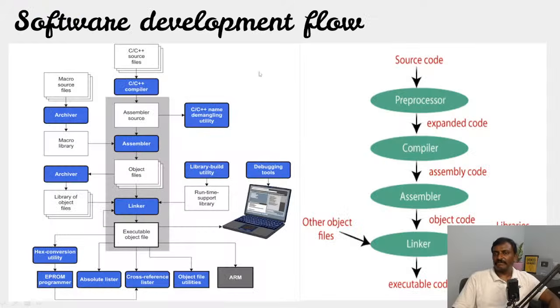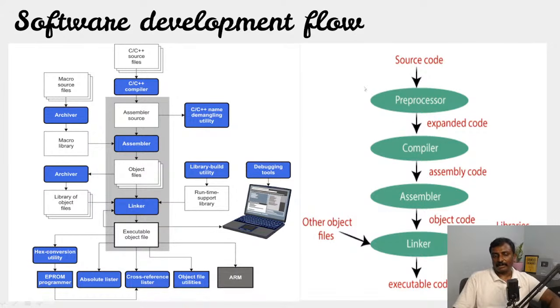So coming to the software development flow. You have the C++ file. You pass it to the compiler. The compiler will provide the assembler source. The assembler source you give to the assembler, and the assembler will give you the object files. Then with the object files, I will cover the linker later. The linker will give you the final ELF file.